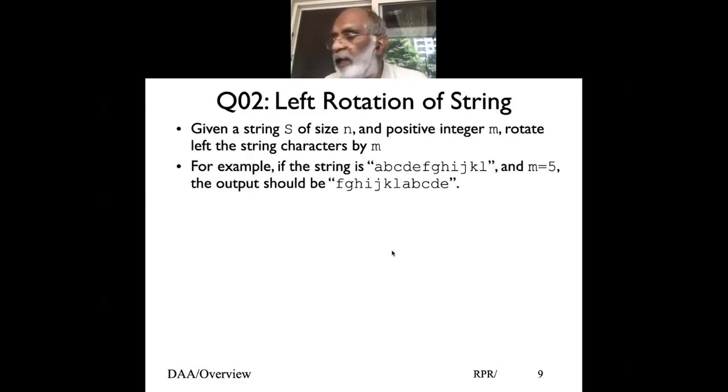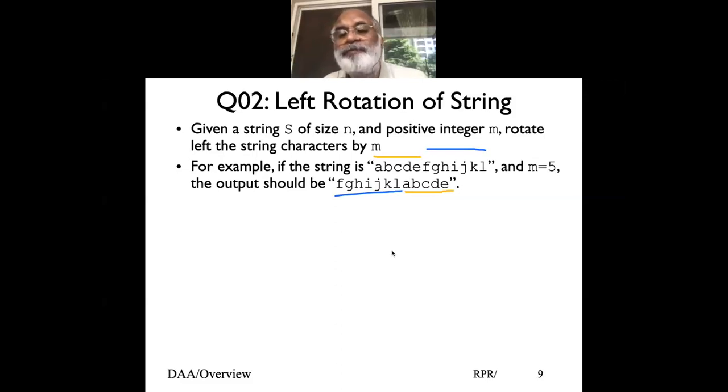We need to rotate by left. So let's say m is equal to 5. That means these 5 elements A, B, C, D, E should come at the end, and the other elements F, G, H, I, J, K, L come first. And this is what we need to do, rotate.